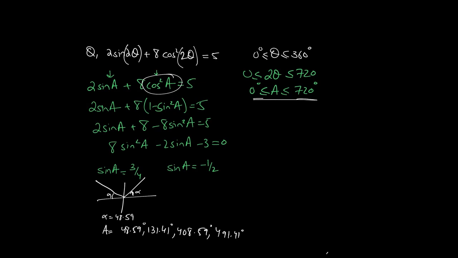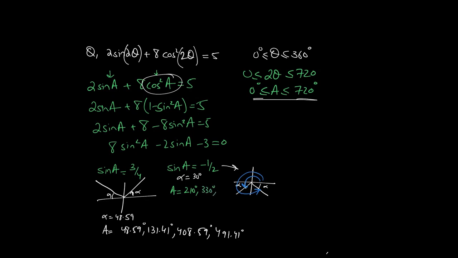Now if you were to look for the solutions of A from this part, if your sine is negative, it's lying in the third and the fourth quadrant. Now let's look at the basic angle. Sine inverse of positive half would be 30 degrees. So we are looking at this angle and this angle. These are the two angles that we are looking at. So the first angle, since it's in the third quadrant, would be 180 plus 30, which is 210. The other angle would be 360 minus 30, which is 330.